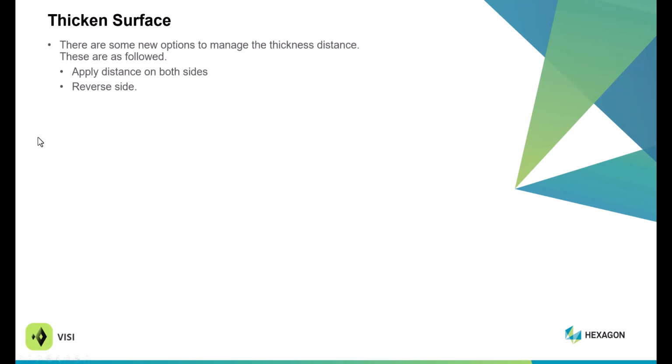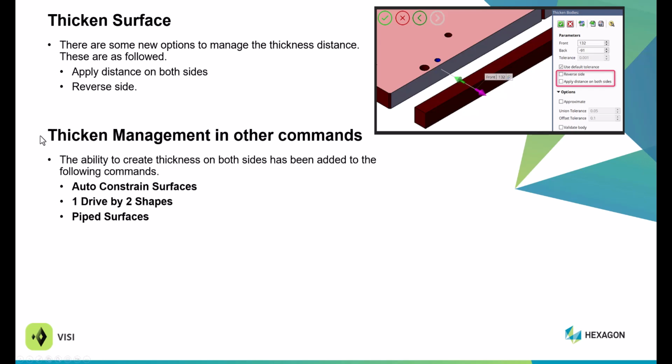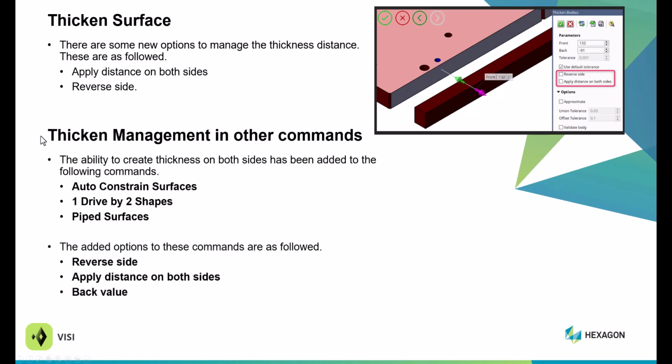With a thick surface, there are some new options for managing the thickness distance. You have the ability to apply on both sides, as well as reverse side. So with the thickness management and other commands, such as auto constrain, one drive by two shapes, and pipe surface, there have been some added options as well, such as reverse side, apply distance on both sides, and back values.